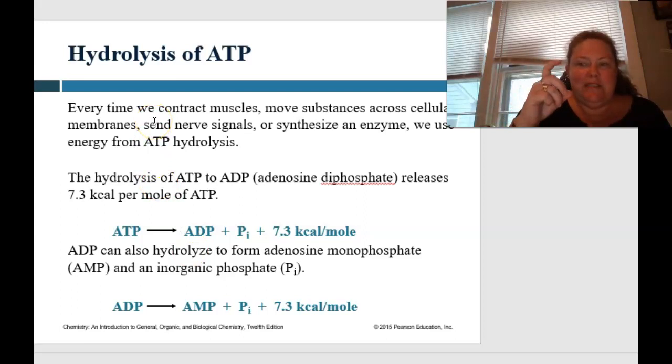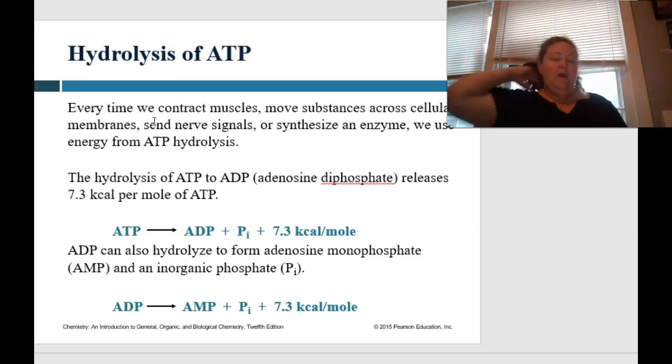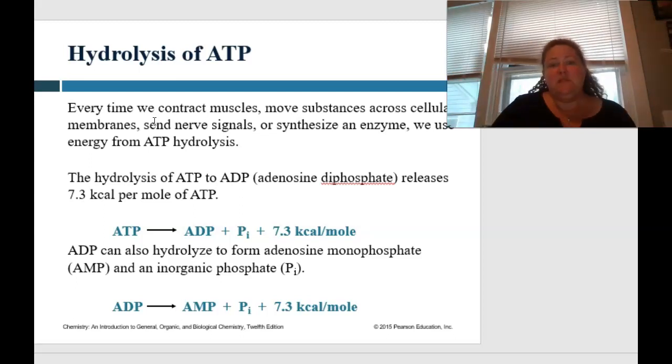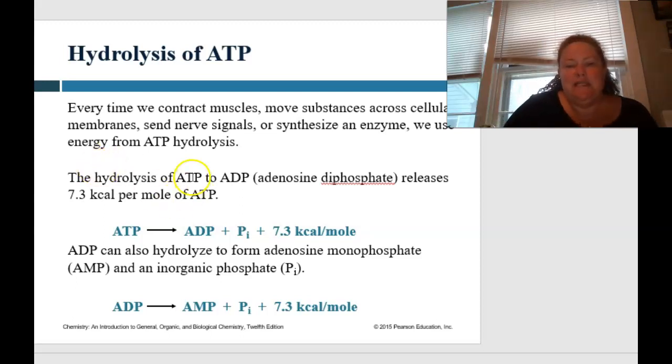So every time we contract a muscle, kind of like I'm doing with my finger here, right? We move substances across the cellular membranes. We're going to send nerve signals, or we're going to make an enzyme, and all this requires energy. And so we need energy from that breaking down, or the hydrolysis of ATP. So the hydrolysis of ATP down to ADP, remember di meaning 2, releases about 7.3 kilocalories per mole of ATP.